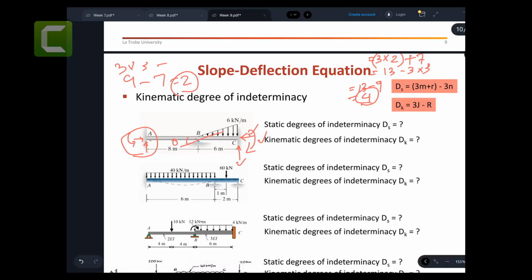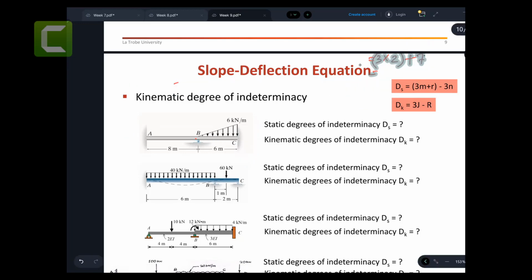You can see there is a rotation here and there is a rotation here. So there are 2 rotations that you need to find. Therefore, there is a kinematic degree of indeterminacy of 2. I hope you understand. You don't need to find these numbers, by the way. You need to feel what those numbers represent in the structures.